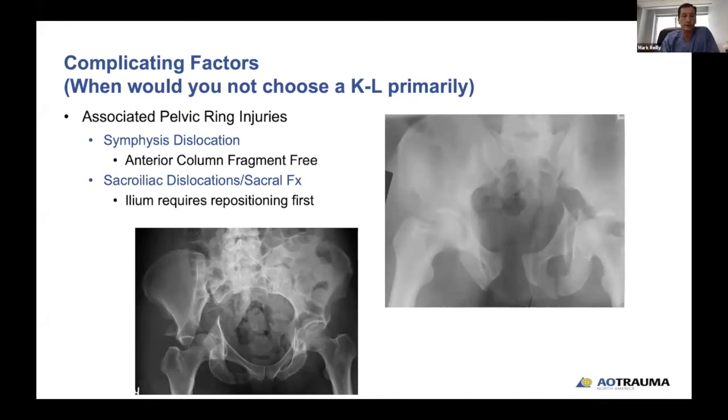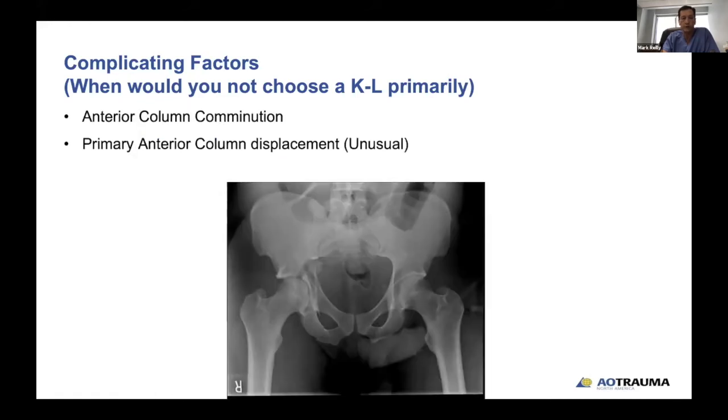And so if we have a symphysis dislocation, now that means that the anterior column component of the T-shaped fracture is now a free fragment, and we would not expect that we would be able to hinge it in from a Coker-Langenbeck approach. Or if we have a sacroiliac dislocation or a displaced sacral fracture, we're going to need to reposition the ilium in space first. And so that may require an open reduction of the posterior pelvic ring in order to bring the ilium in place so that the roof is in the correct location, so we therefore can proceed with our reduction of the T-shaped fracture.